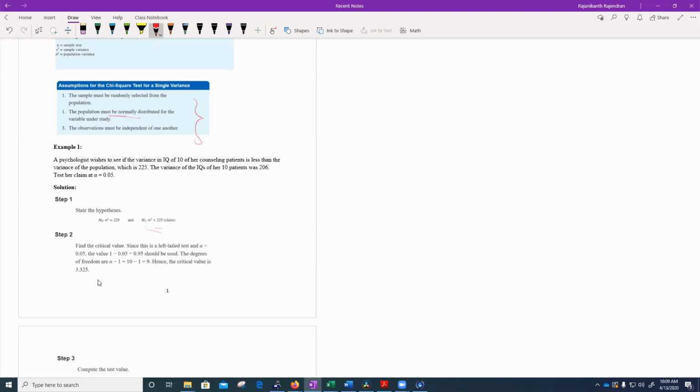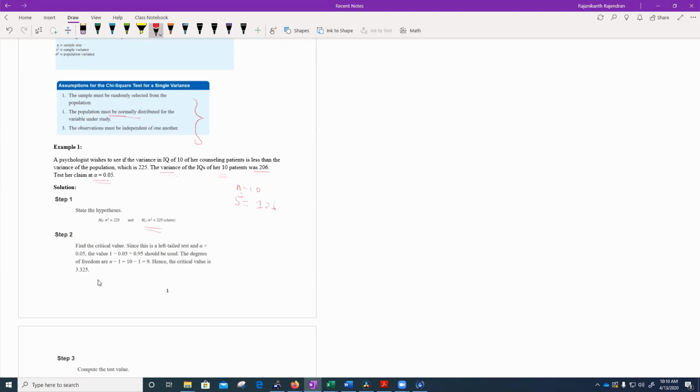Okay. So what are the things we know? We know alpha, right? So you know the sample size, n is 10. Then what is this guy? That's your little s, right? Very good. Is that s? Little s squared, right? Variance. So this is the sample variance. That is 206.